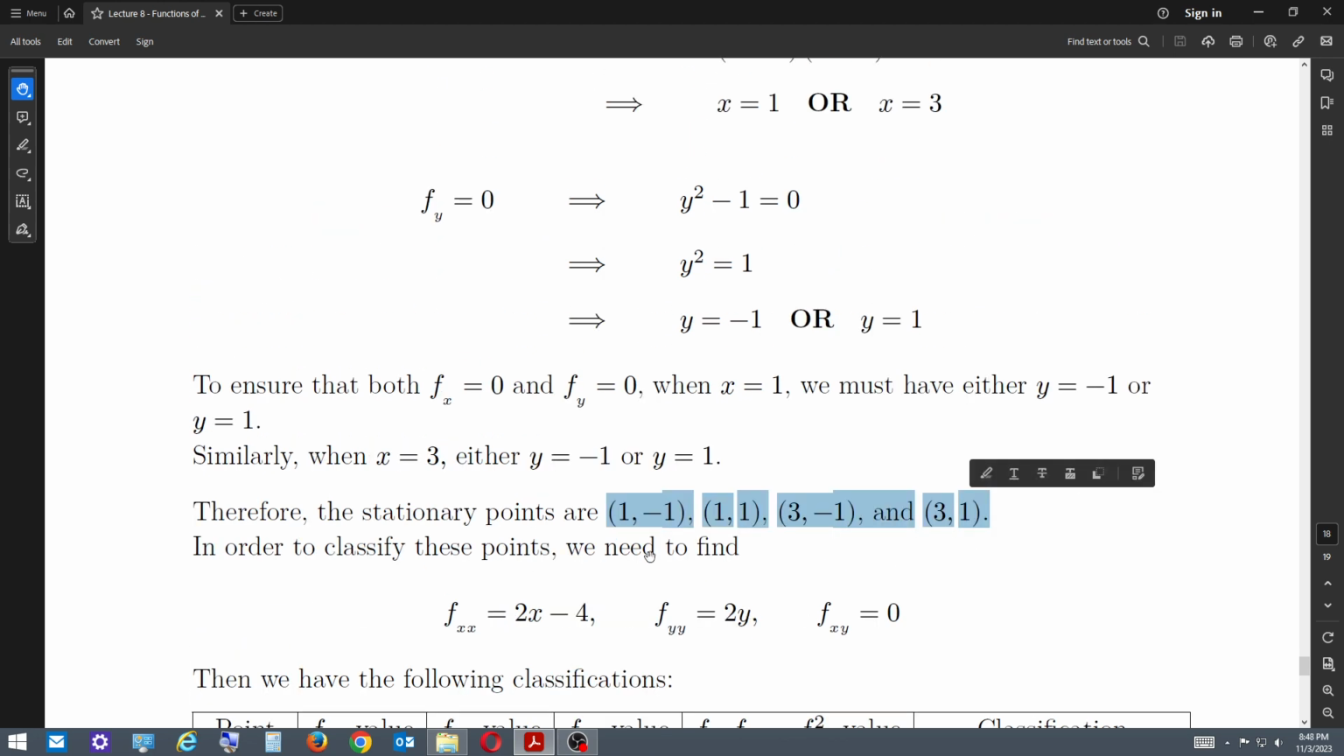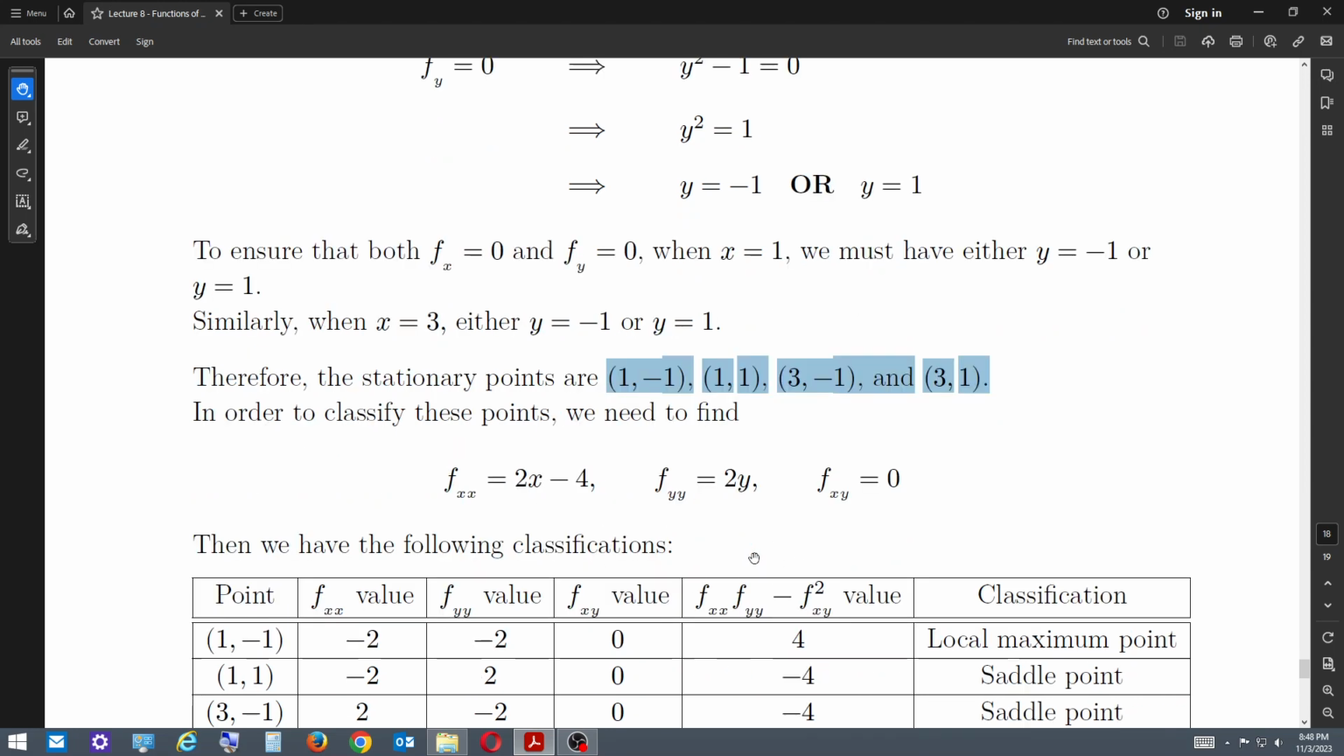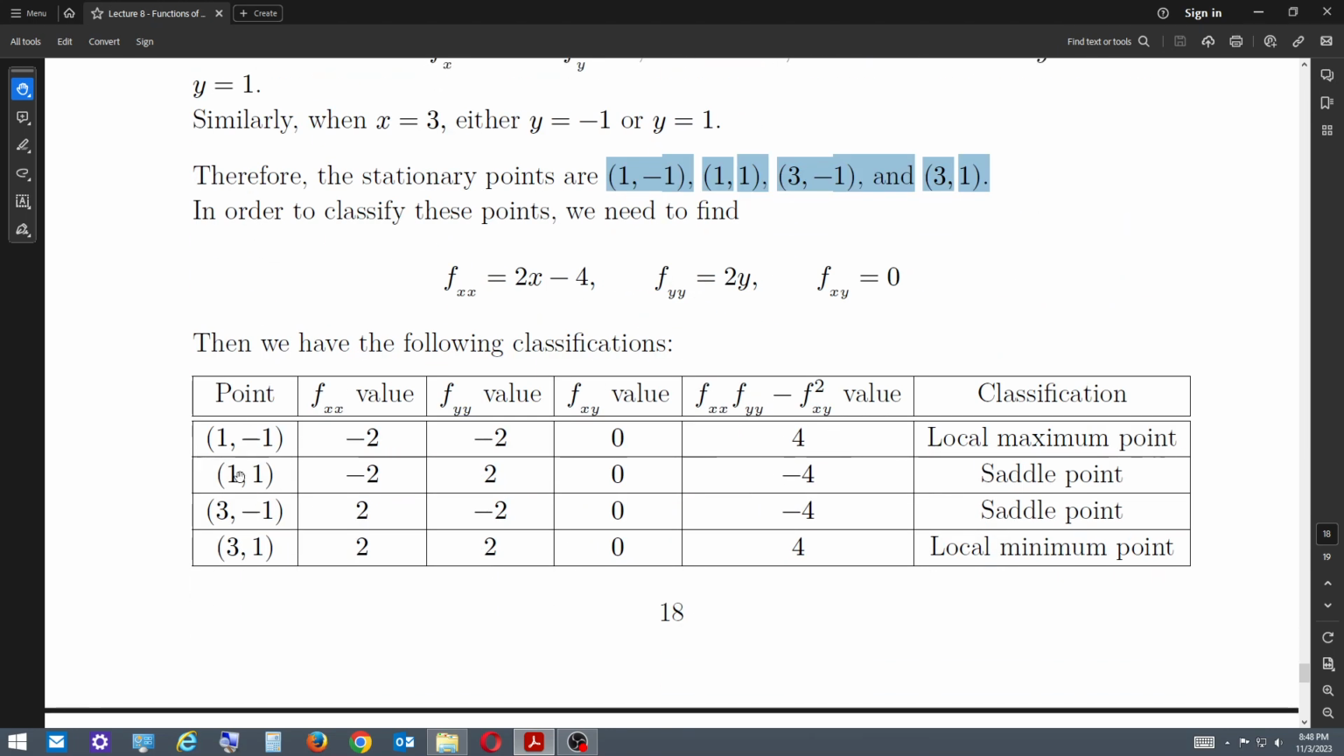We proceed with the classification as before, so we find the second partial derivatives. I've listed those here. Then we create our table, put down the points, and calculate the values. Then we calculate the value that we need for the classification. For the two middle ones the value is negative, so they are automatically saddle points. For the first one, it's positive, but this is negative, so it's a maximum point. And for the last one, positive and positive, so it's a minimum point.